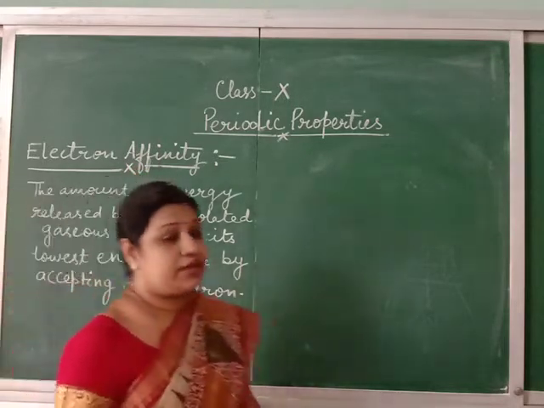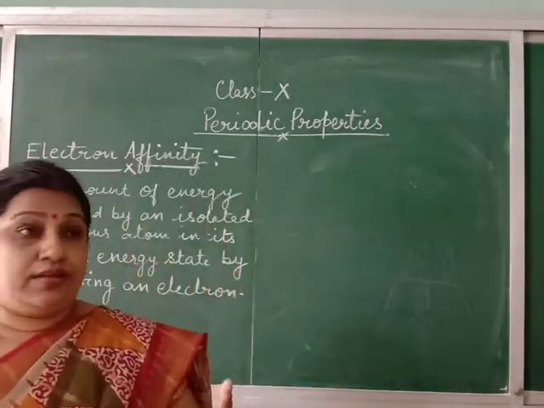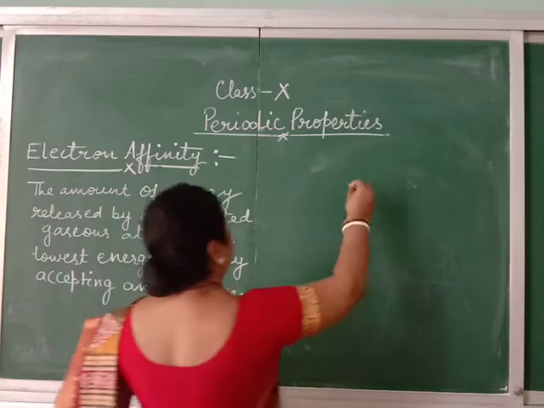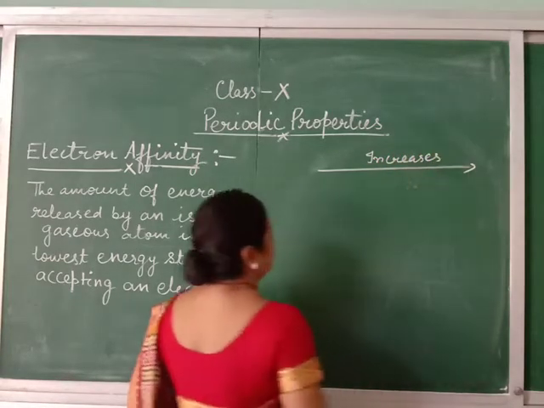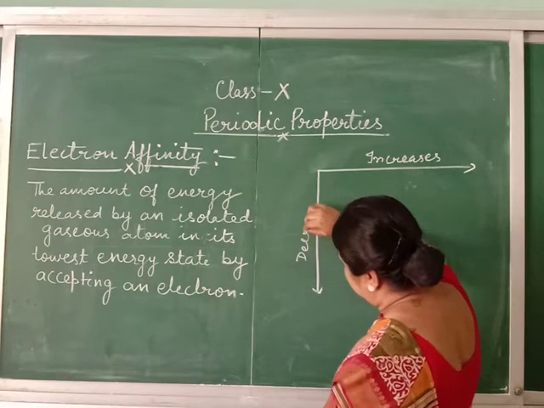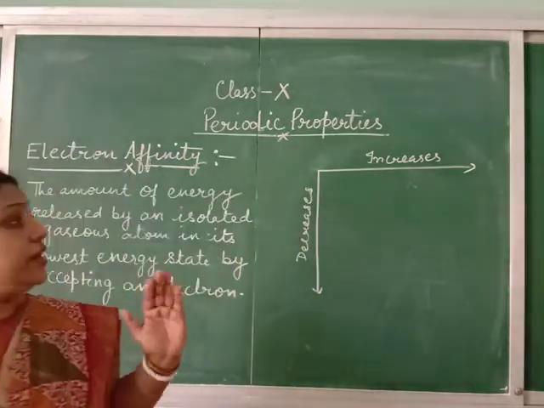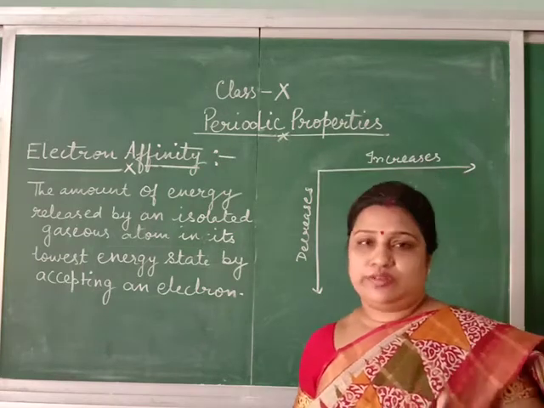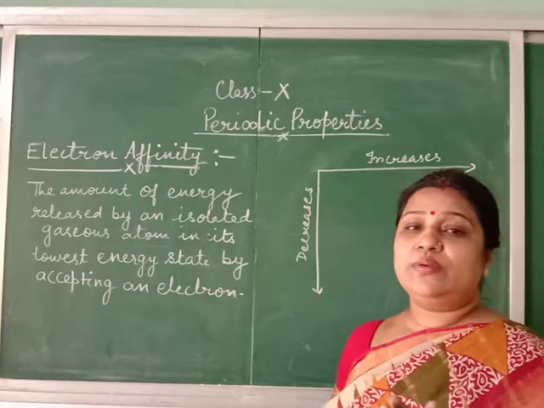As I told you, in your syllabus, the questions on these periodic properties are especially based on the trend: what is the trend from left to right in the periodic table, and from top to down. The electron affinity increases across a period, meaning left to right, and decreases down the group. Also, I already told you that two factors basically affect all periodic properties: nuclear charge and the number of shells, or you can say atomic size.